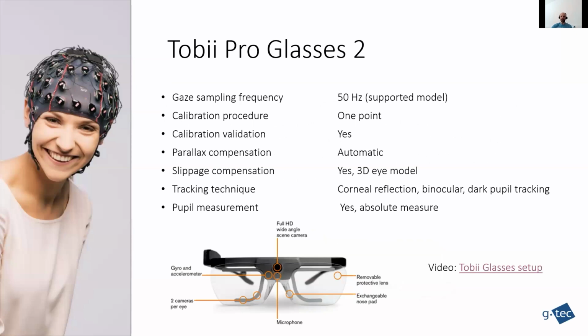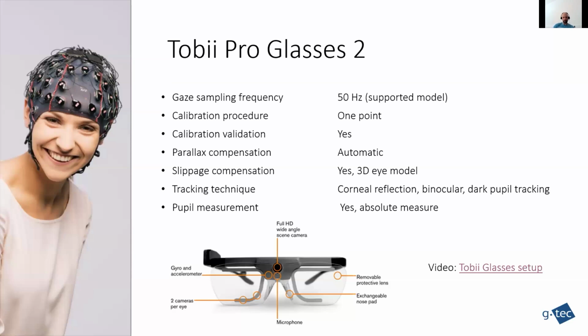Some specifications of the Tobii Pro Glasses. It comes with a sample rate of 50 Hertz. It's a 1-point calibration. You have the reflecting corneal model built in. It's binocular eye tracking, and it's working on the dark pupil tracking technique.